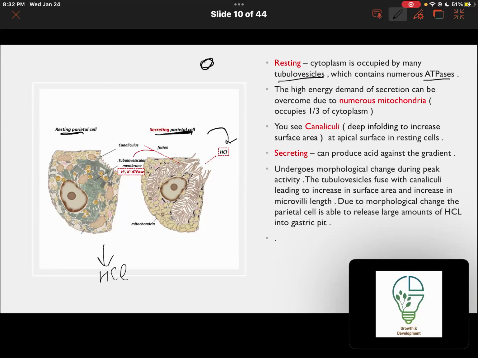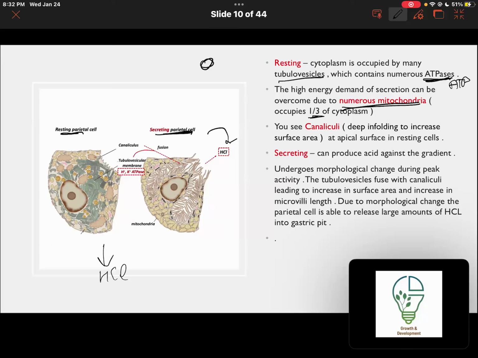The high energy demand of secretion can be overcome due to numerous mitochondria. So the parietal cells obviously have to secrete so much stuff, and they require a lot of energy for this because ATPases require ATP. So how is this demand fulfilled? It's due to the mitochondria. They have a lot of mitochondria, and it's actually 1/3 of their cytoplasm is mitochondria. So they have a lot of mitochondria.